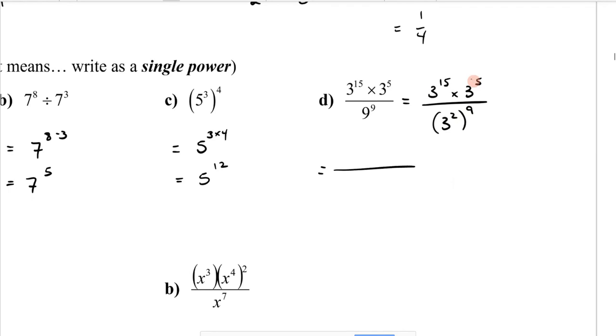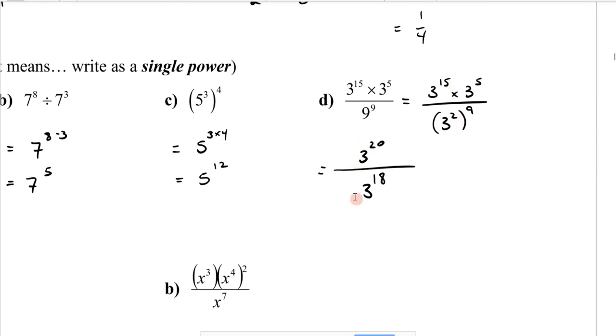So on the bottom, power of a power means that to multiply these exponents. So 2 times 9 is 18. So on the bottom, I have 3 to the power of 18. On the top, I have to add their exponents because of the multiplication rule. Two powers with the same base being multiplied means I have to add their exponents. So I'll write the base 3, add the exponents, 15 plus 5, I get 20.